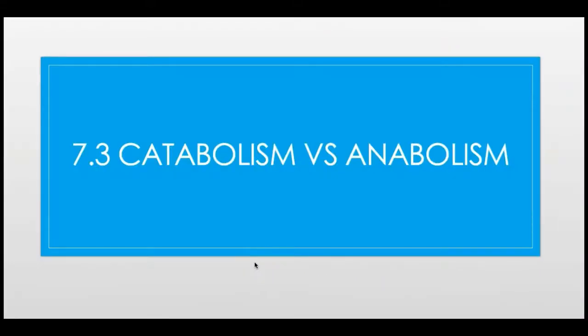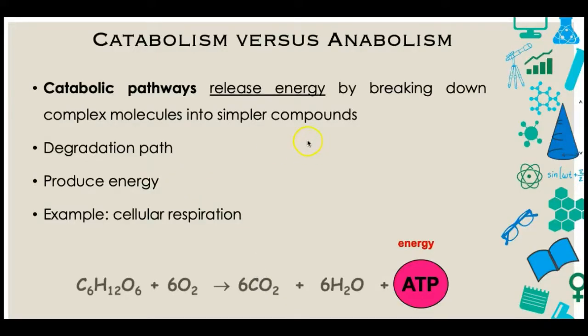Okay, for the next one, it is catabolism versus anabolism. Catabolic pathways release energy by breaking down complex molecules into simpler compounds. It is a degradation path that produces energy, such as cellular respiration. Glucose plus oxygen will provide carbon dioxide, water, and energy. So basically, it releases energy.